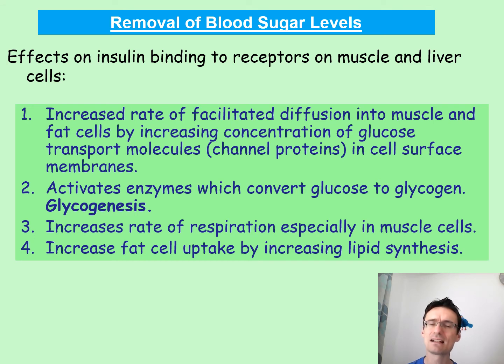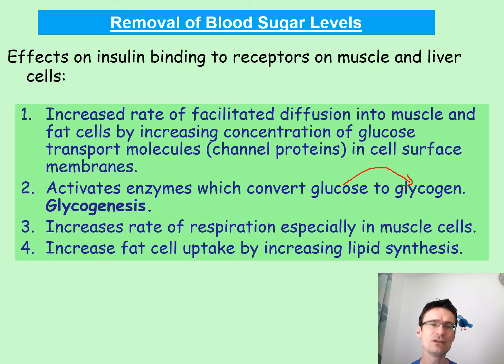We then also activate enzymes which do something called glycogenesis. And glycogenesis is where we turn soluble glucose, which is why it's a problem, into glycogen, which is insoluble. Now that's really important. The fact that it's insoluble means it will not have an effect on osmosis, and therefore it won't cause damage of your cells that have lots of glycogen in it. That's how all our muscle cells and liver cells store glucose away.